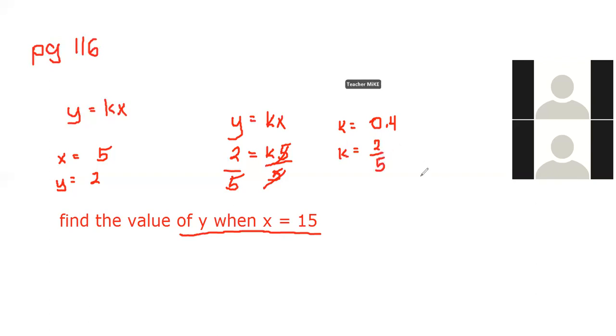At the end, we will use it anyway, so you can use whichever value of k you prefer. Maybe it's better to make it a decimal. Now, find the value of y when x is equal to 15. We will use the value of k. y is equal to 2/5 times 15.